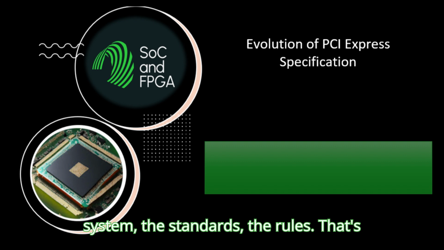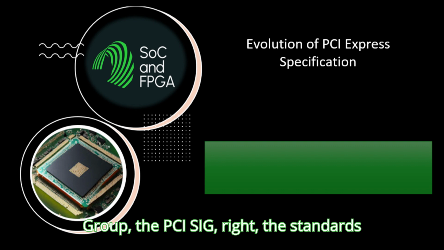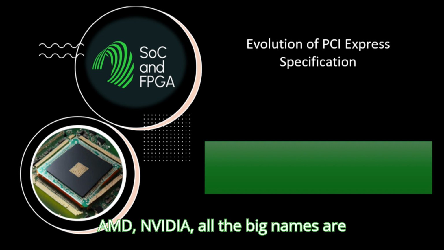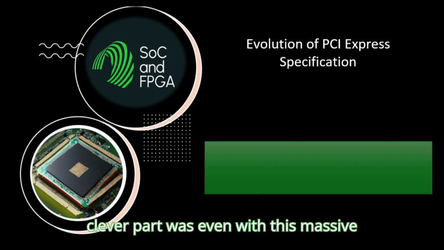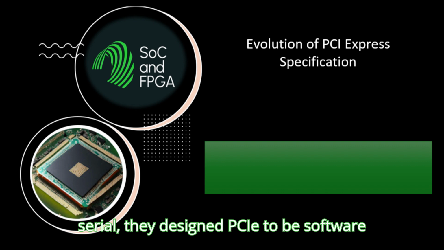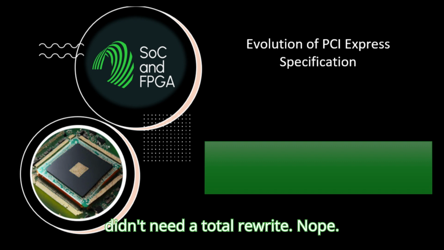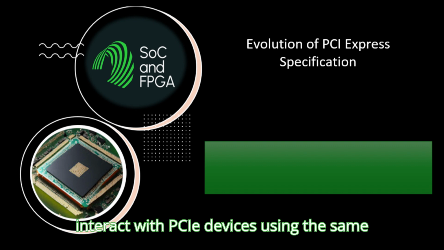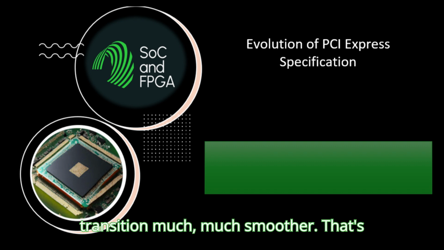And this whole system, the standards, the rules, that's managed by the PCI Special Interest Group, the PCI-SIG. Right, the standards body. Yeah, it's a huge industry consortium. Over 1,000 companies, Intel, AMD, NVIDIA, all the big names are members. They make sure everything works together. And the clever part, the really clever part was, even with this massive change underneath, going from parallel to serial, they designed PCIe to be software compatible with the old PCI way of doing things. Oh, really? So operating systems didn't need a total rewrite? Nope. Drivers, OS, they could largely interact with PCIe devices using the same models they used for PCI. Made the transition much, much smoother.